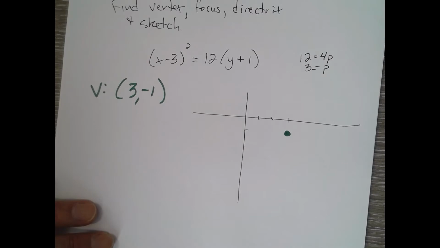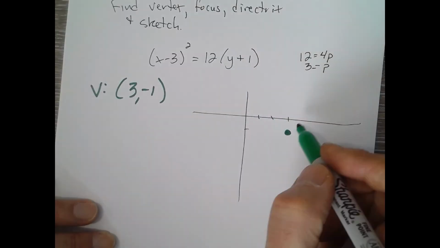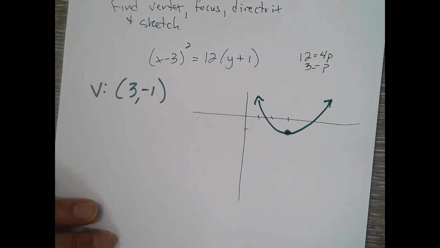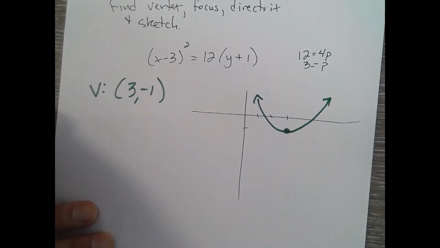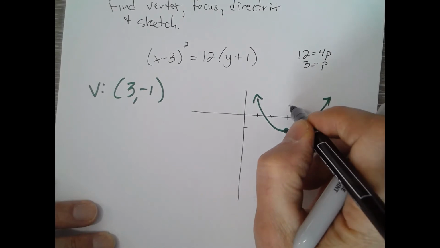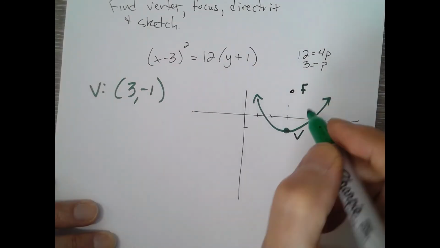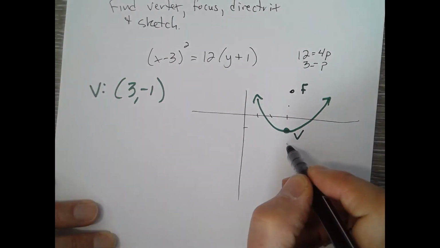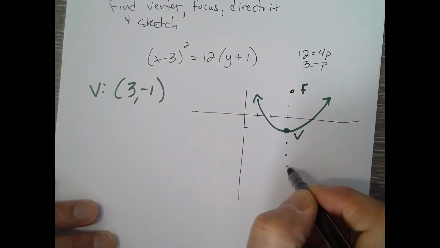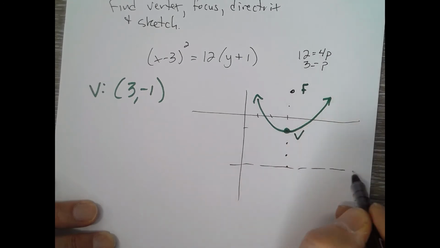I know it's up and down because x is being squared. Because we have x being squared, we know it's up and down. And since p is positive, it's going to go up. So already I'm just going to make a little sketch indicating that that's my parabola, it's opening up. My p is 3. So in order to find the focus, all I have to do is go up 3. There's my focus. There's my vertex. And then to find my directrix, I go down 3. There's my directrix.